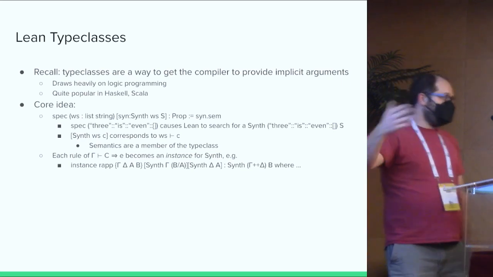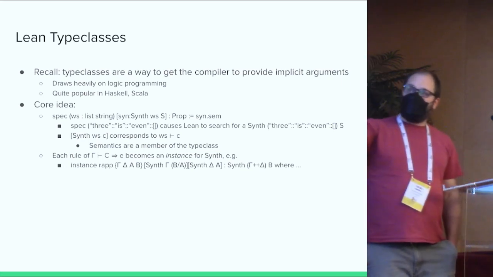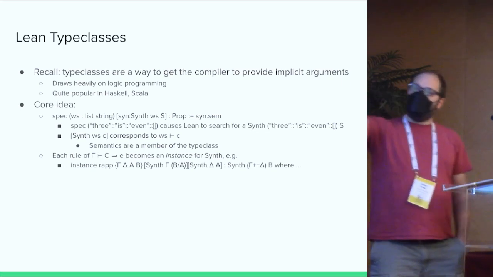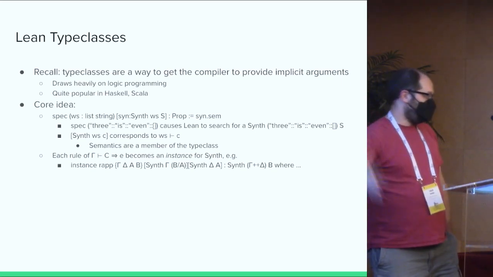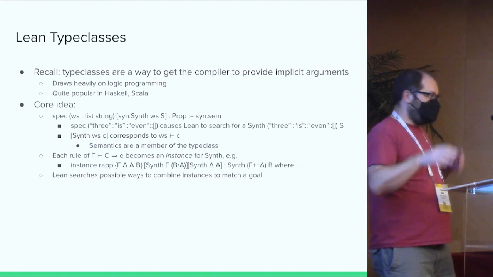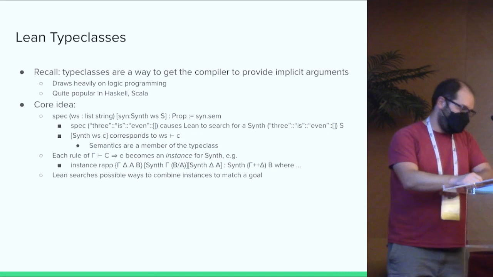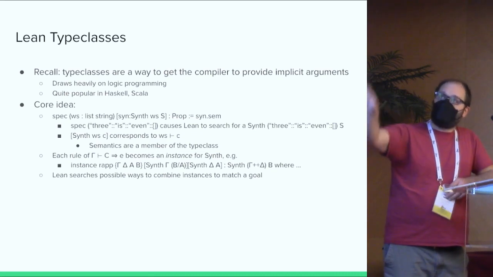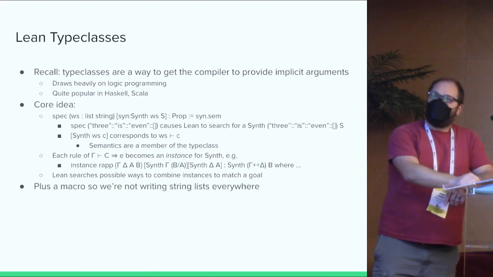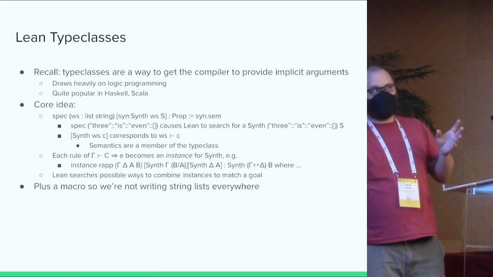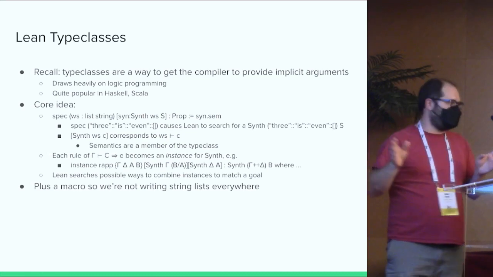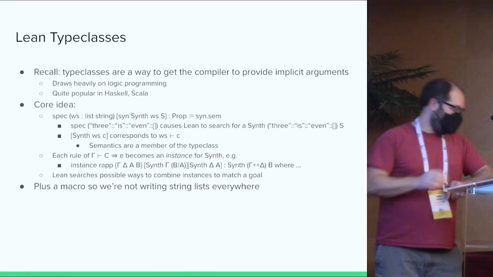So we can write the write application rule by giving an instance that says for any gamma delta A B, if you have gamma that has category B/A, delta has an A, if they're in the right order, you get a B, and then the semantics is function application. So Lean searches through possible ways to combine this instance and all the others to find something of type synth 3 is even s. And then of course, you can imagine writing sentences as lists of Unicode strings everywhere is kind of annoying, so there's a macro so we don't have to do that all the time.